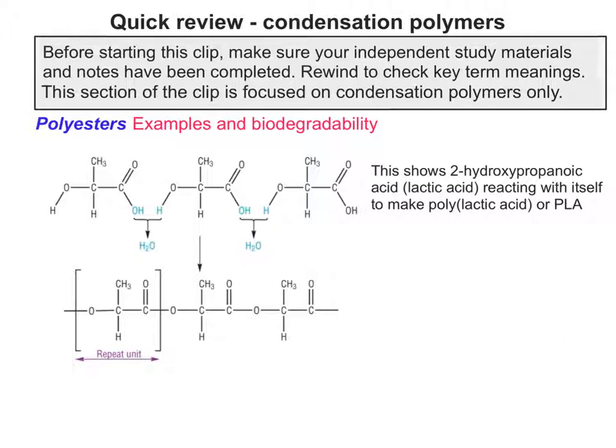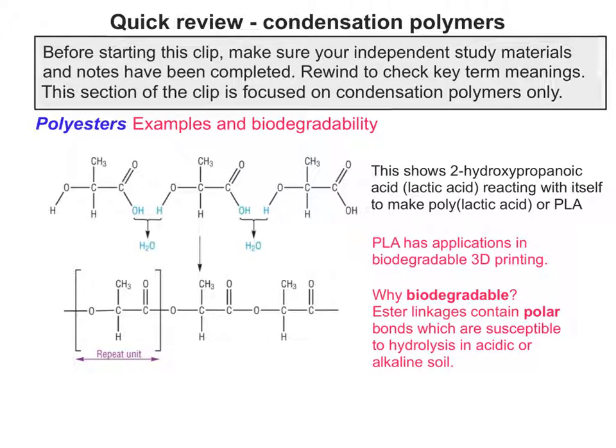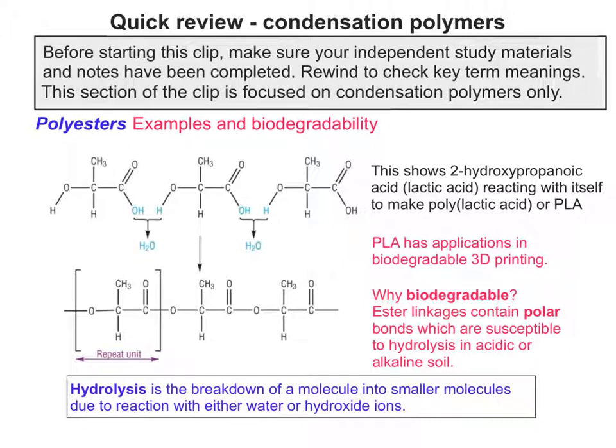So this one shows 2-hydroxypropanoic acid, which is commonly known as lactic acid, esterifying with itself to make PLA or polylactic acid. So polylactic acid has a modern application in biodegradable 3D printing. So why mention biodegradability? It's because ester linkages contain polar bonds, which are therefore susceptible to hydrolysis in acidic or alkaline soil. So hydrolysis is the breakdown of a molecule into smaller molecules due to reaction with either water or hydroxide ions.